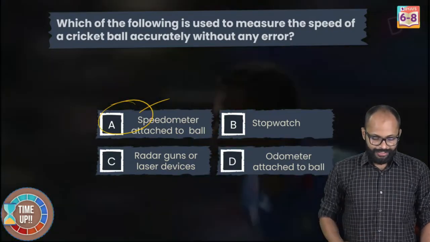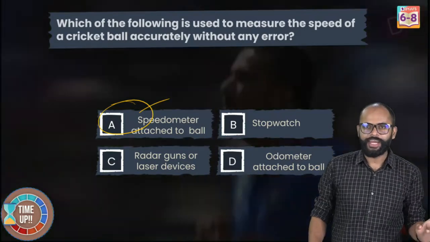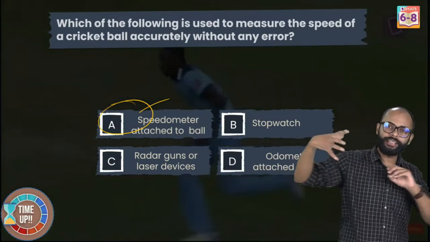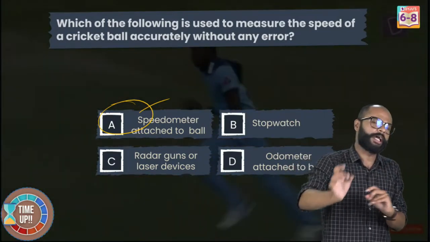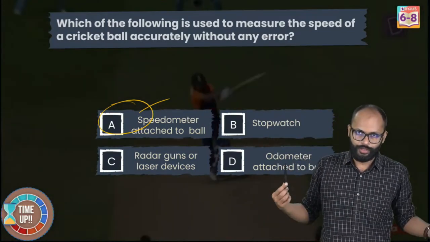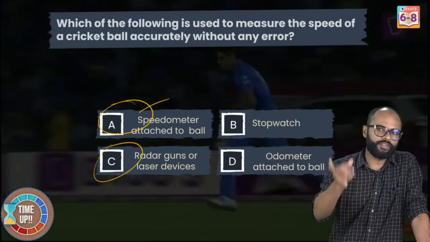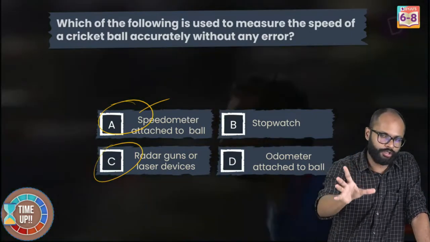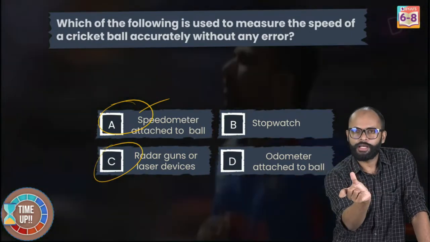Bacho, speedometer. In cricket, there is no speedometer attached to the ball, right? Ball release hota hai alag, lekin yahan se there is a laser gun, there is a radar gun. I will not go into working of it, lekin main tumko bata raha hu, it's a GK question right now. Wo device hoti hai radar gun. Speedometer does not work for the ball, theek hai? Aapki gaadi ki tarah nahi hai, jispe ki speedometer laga hota hai.